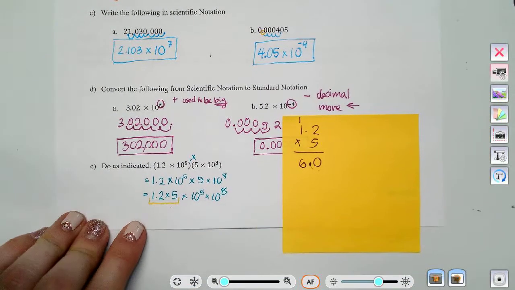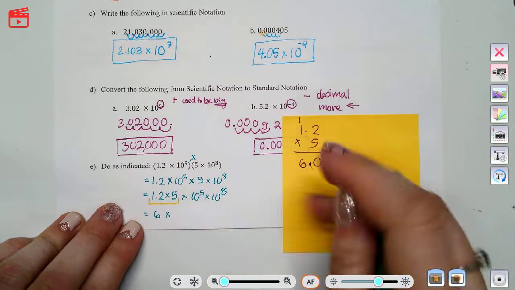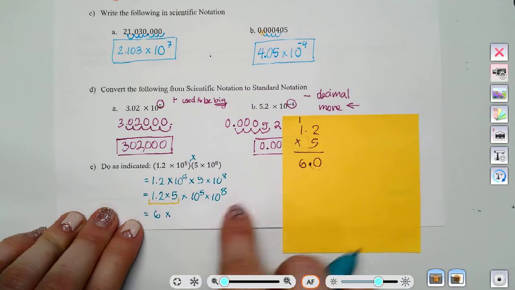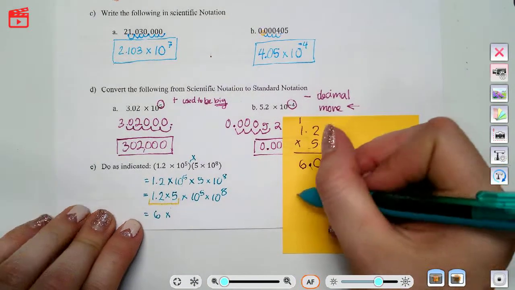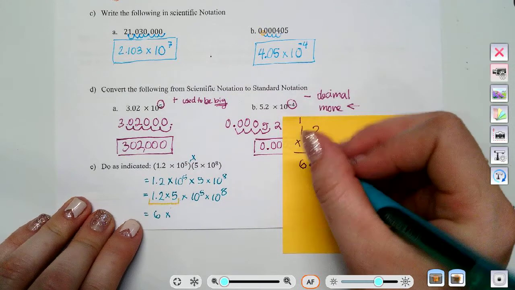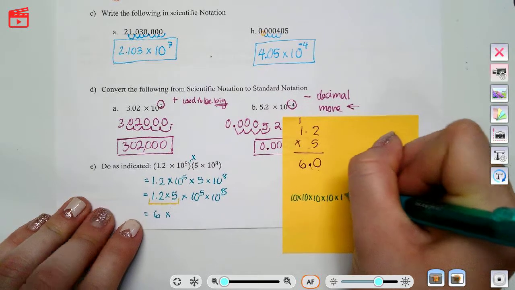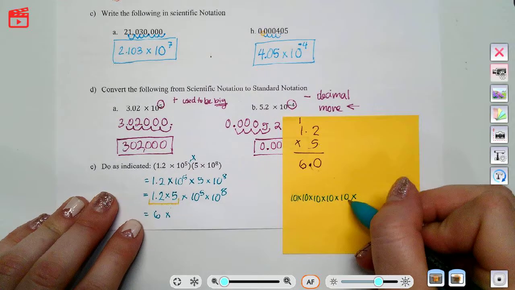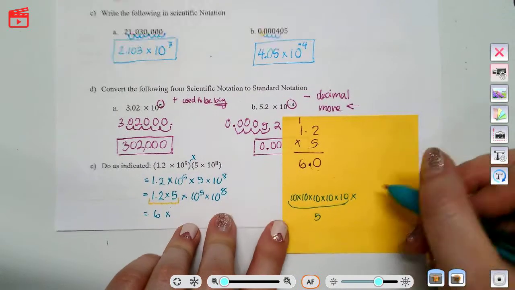Our answer is 6. So that's going to be 6 times 10 to the 5th power times 10 to the 8th power. So 10 to the 5th power, remember, was how many tens? 5. 1, 2, 3, 4, 5 times, they were 5, times 8 tens.